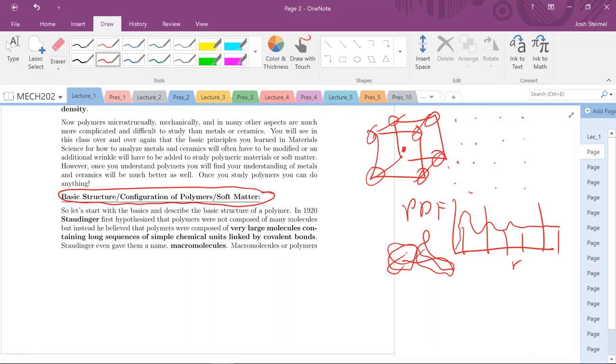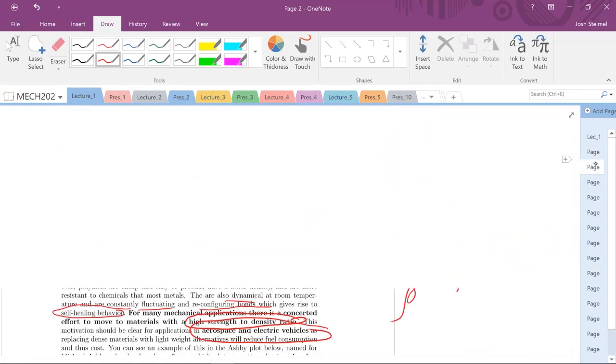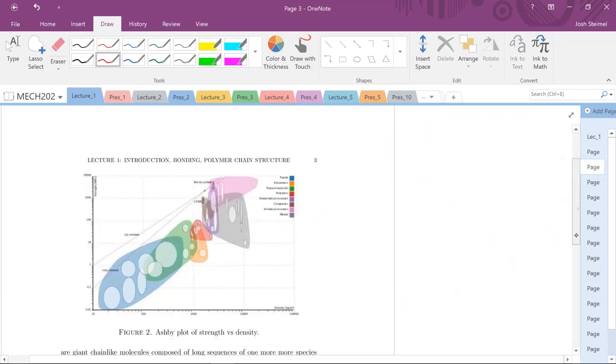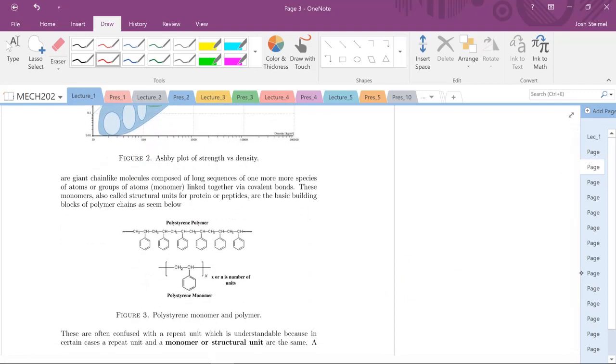It was actually in 1920, not too long ago, that Staudinger first hypothesized that polymers were not composed of many small molecules, but of extremely large molecules containing sequences of simple chemical units. And he coined the term macromolecules. So you'll hear that term used interchangeably for polymers, especially if you're a bioengineer. There are some nuances if you're a chemist as well, but we're not chemists, we're polymer physicists. You can just call them polymer, soft matter, whichever you want.